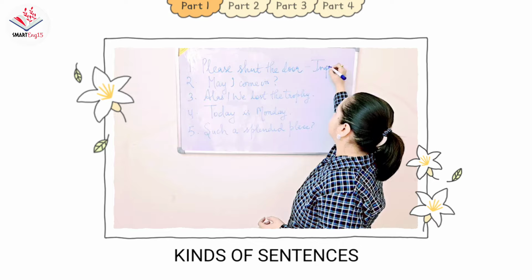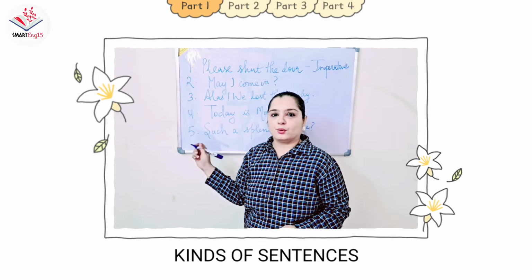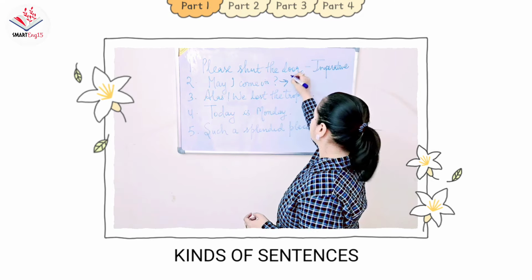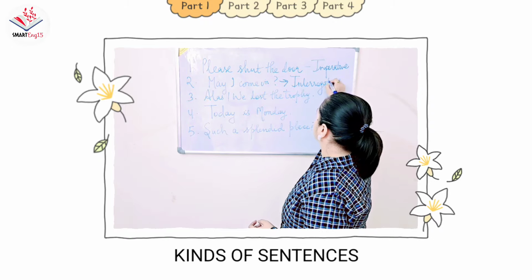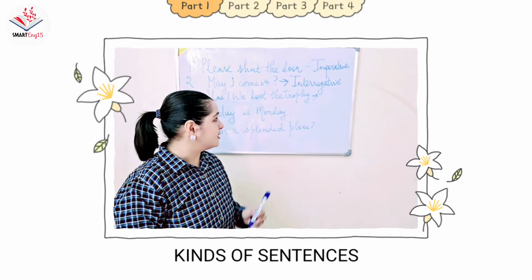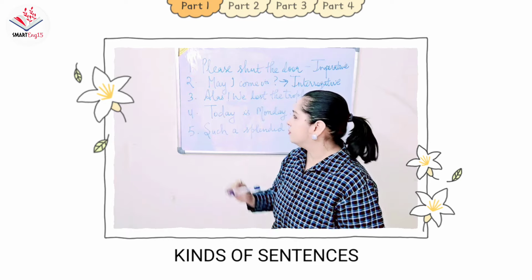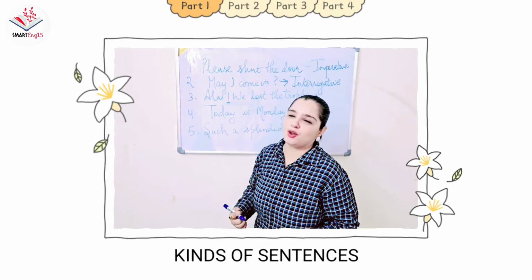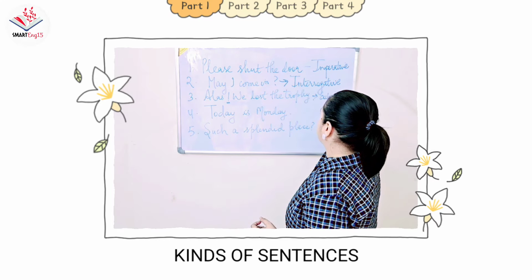Now let's guess the next sentence. May I come in? So let's check out this question. This is a question, right? So this is an interrogative sentence. Now let's talk about the third sentence. Can you recognize this sentence? Can you see an exclamation mark here? Alas, we lost the trophy. It's a very strong emotion that we lost the trophy, right? So it is an exclamatory sentence.